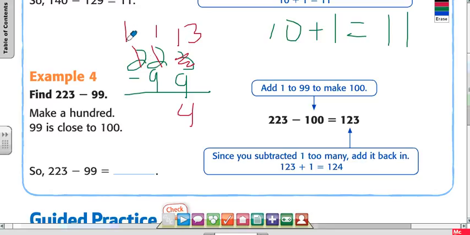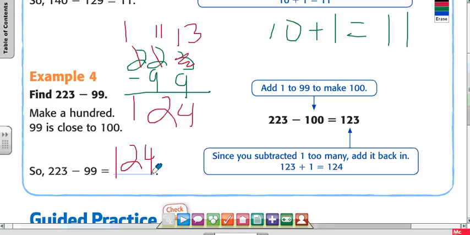When I borrow 1 from 2, I get 1. The 1 that I borrow goes right next door to the right. Instead of 1, I get what now? 11. So 11 minus 9 is? 2. And then 1 minus 0 is 1. So when I subtract 223 minus 99, I get 124.